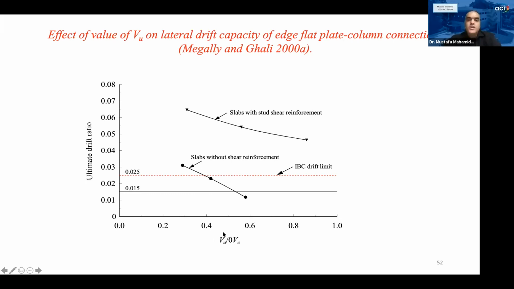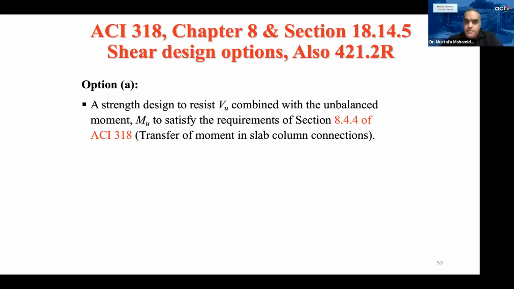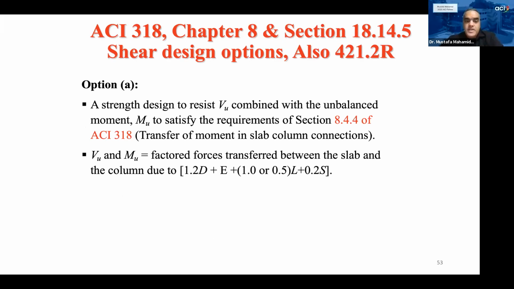Okay. So the procedure here, we have ACI 318 and 421.2R. We have two options for the design. Option A is a strength design to resist VU combined with unbalanced moment to satisfy requirements of Section 8.4.4 of ACI 318. VU and MU are the factored forces transferred between the slab and the column.